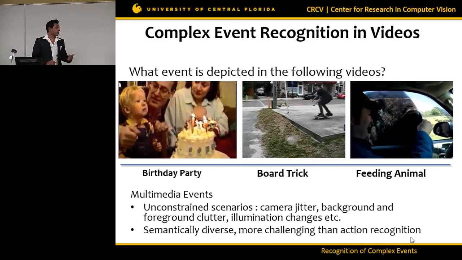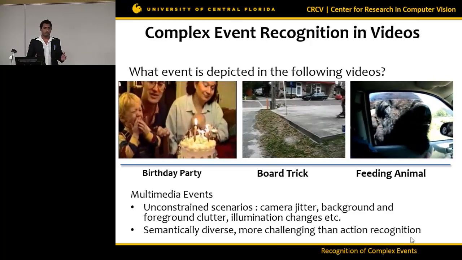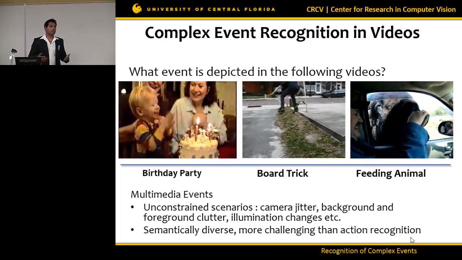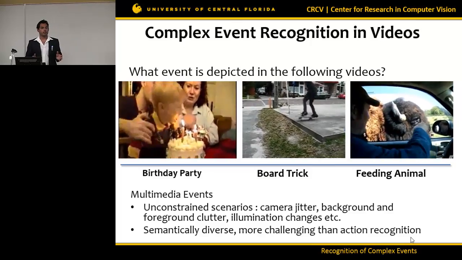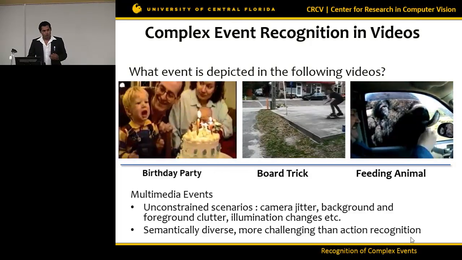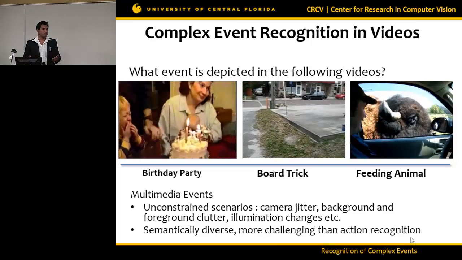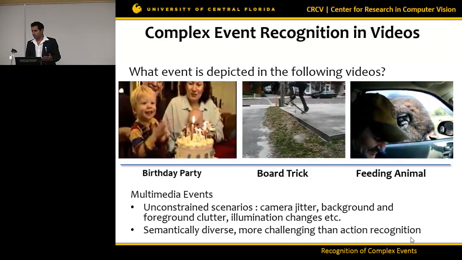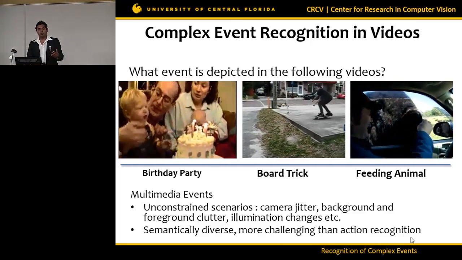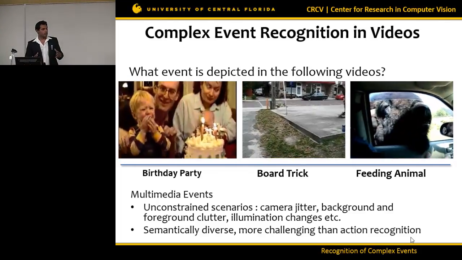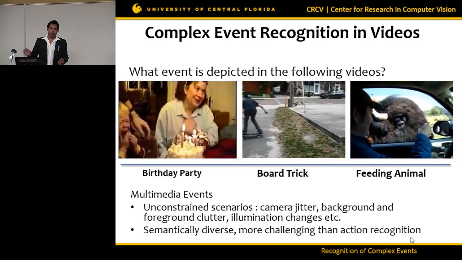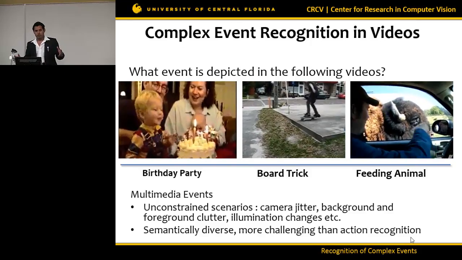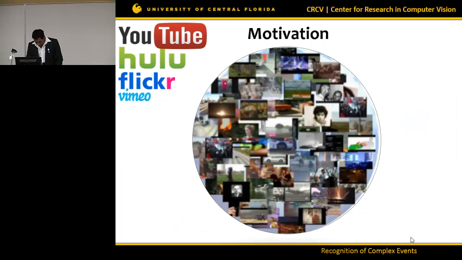In addition to that, these videos are semantically diverse. What I mean is, a birthday party can happen for a 2-year-old as well as an 80-year-old. And so there is a lot of semantic diversity. And so on for a boat trick. A boat trick can be surfboard, skateboard, wakeboard, any kind of boarding event. So they are semantically very diverse. Because of this diversity, it is a very hard and challenging problem, other than standard action recognition or gesture recognition or any other object recognition, which are sort of in constrained scenarios.